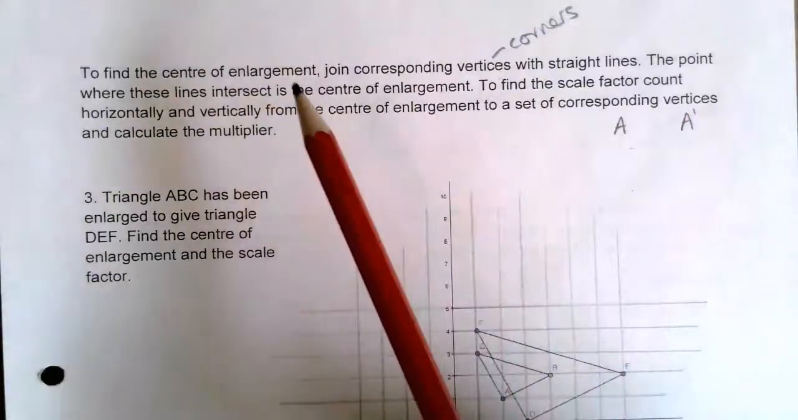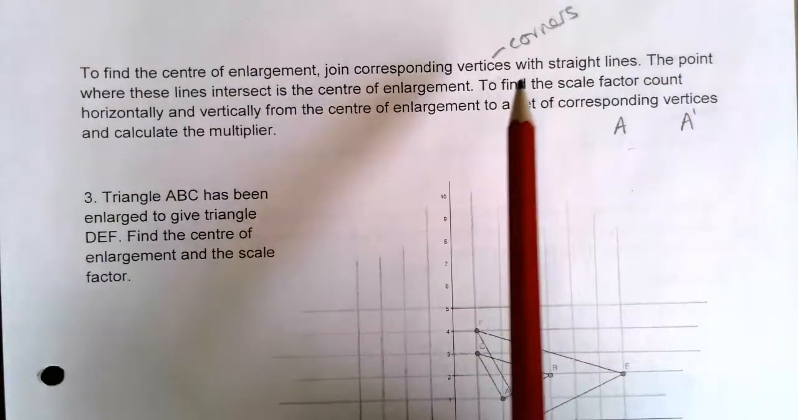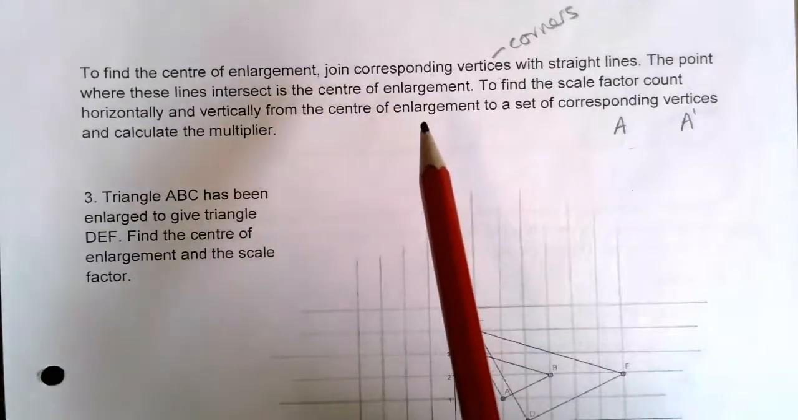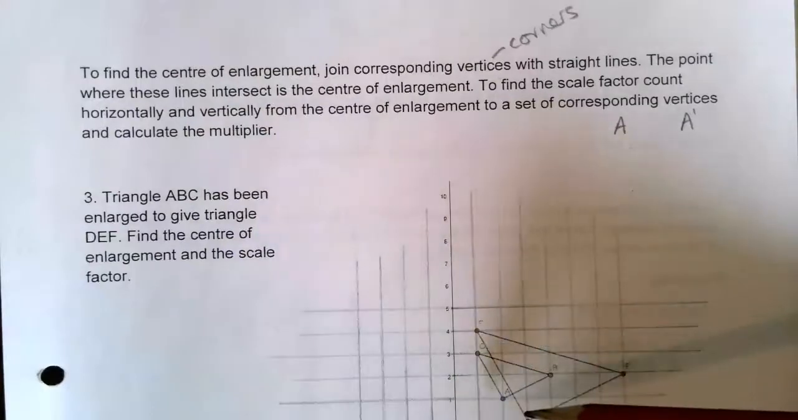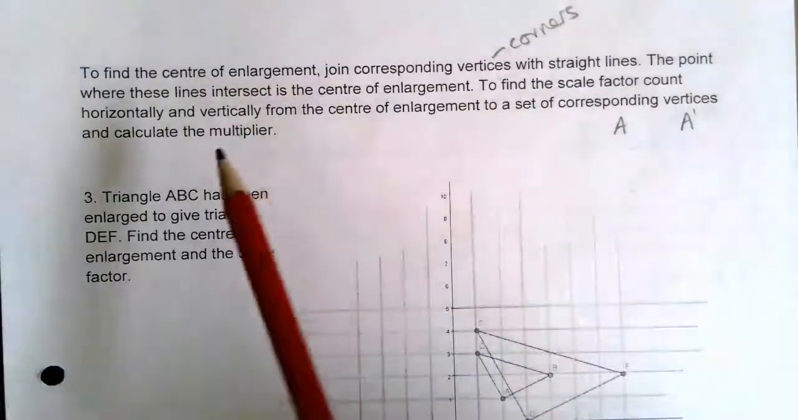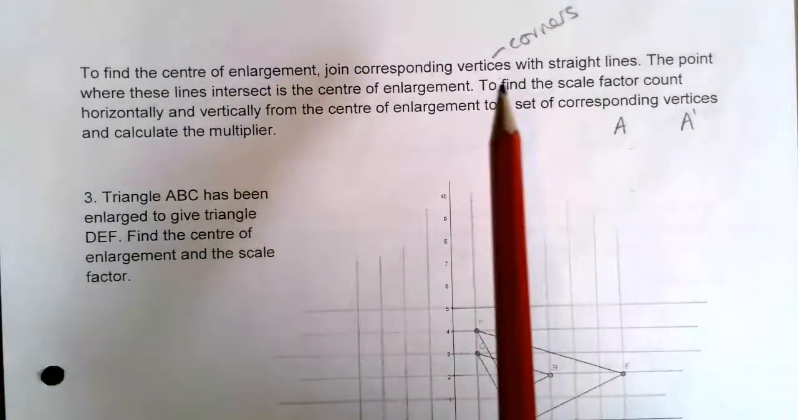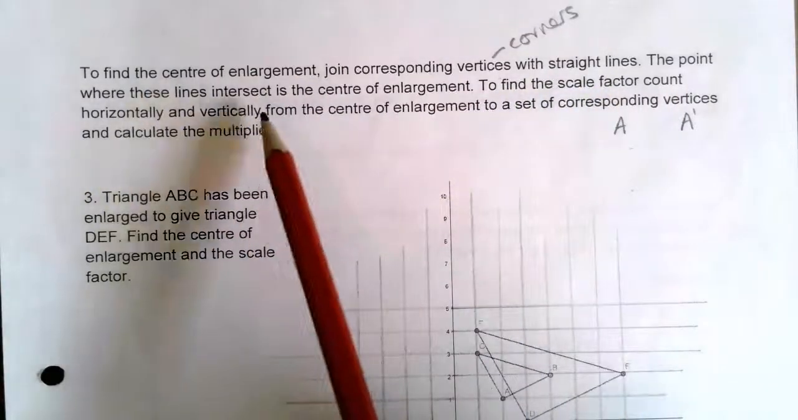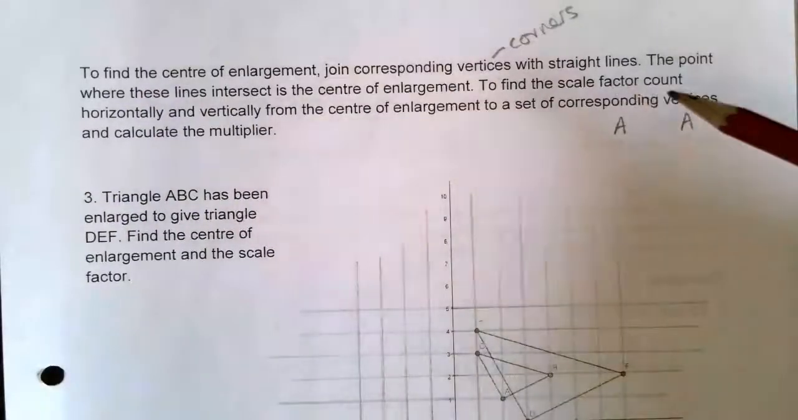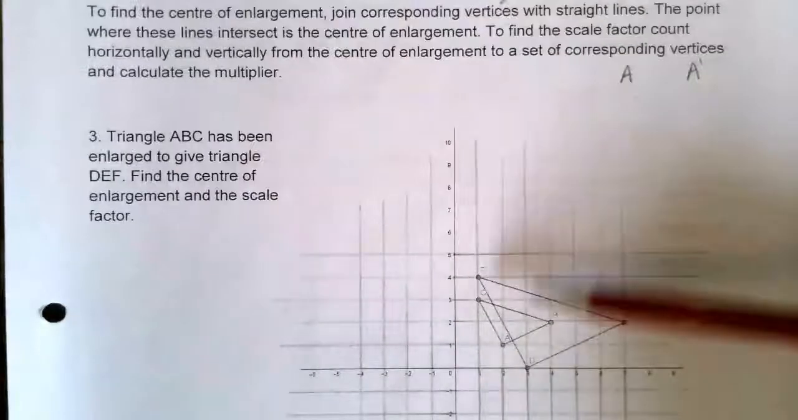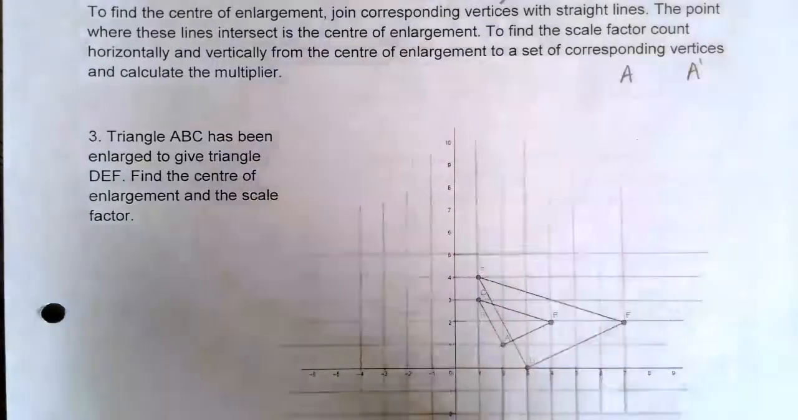Now, what have we done? We've joined the corresponding vertices together with straight lines. The point where those lines intersect is the centre of enlargement. So if you don't get all of those, like for example here, because there's 3 points, there's going to be 3 lines. If they don't all cross at the same point, you've messed up a wee bit, right? So that gives us the centre of enlargement. Then to find the scale factor, we do the same idea with the wee table that we did before. Count horizontally and vertically from the centre of enlargement to just one set of corresponding vertices, and then you can calculate the multiplier. So it's honestly not that bad. The worst bit about this is the fact that the grid lines aren't in there. Anyway, let's look at this one here.